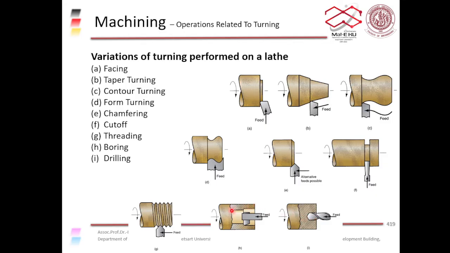So they started producing these boring bits. You have a single cutting edge here, and as the workpiece turns, it will cut on one edge and keep going down and down to produce a bore.